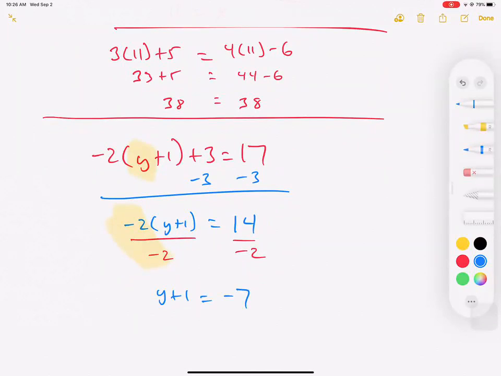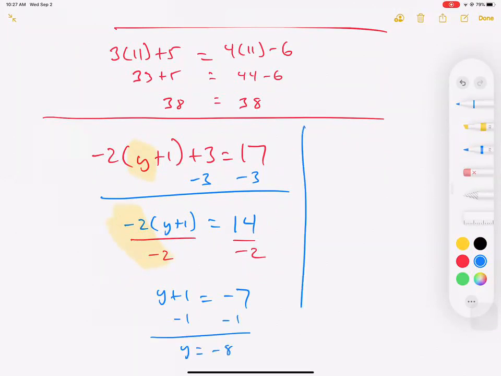So there are strategies here that can make this problem harder or easier depending on our experience. We just have to keep working and trying different ways. Now, this is one way to solve it. We're almost done. That's minus 1 from both sides. y is equal to negative 8.